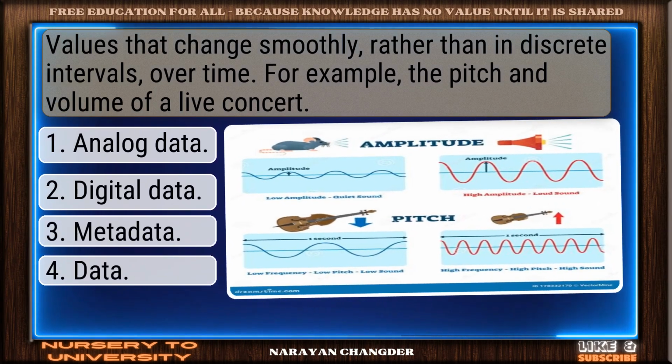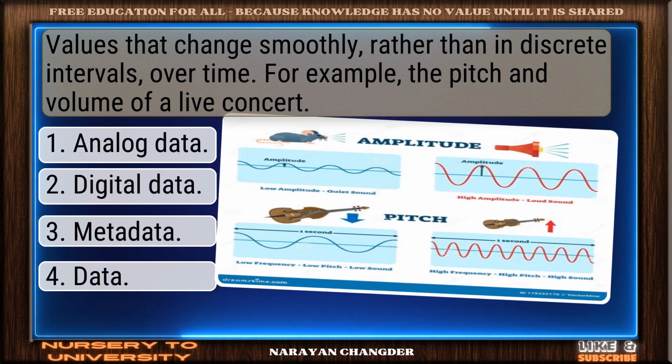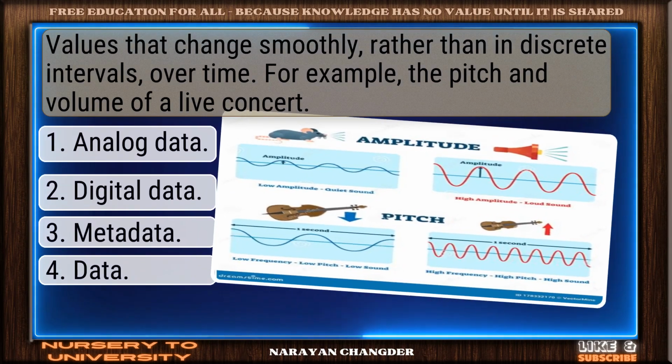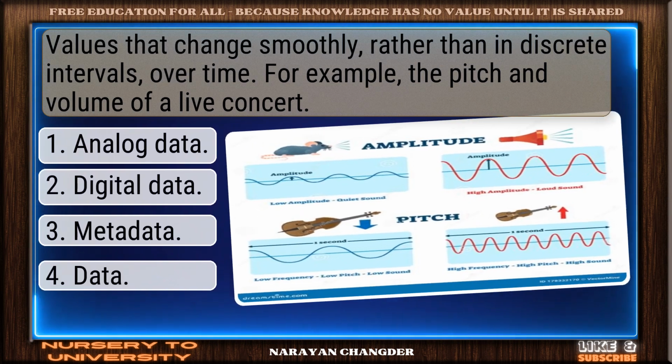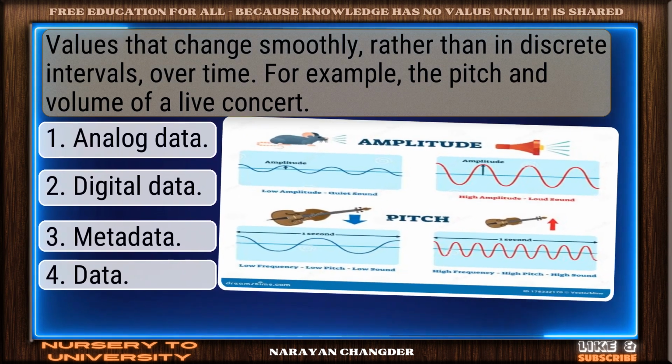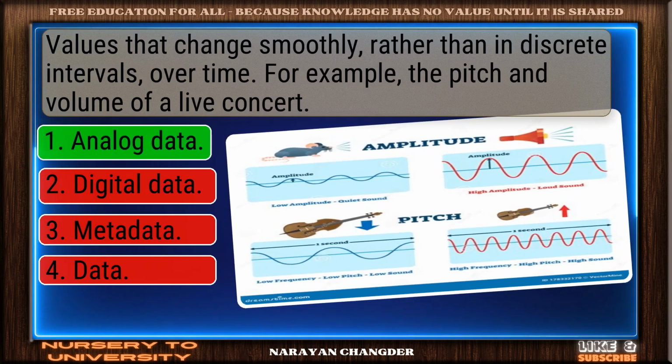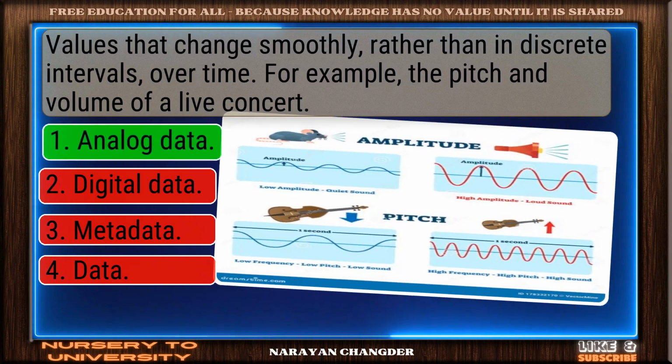Question number 12. Values that change smoothly, rather than in discrete intervals, over time. For example, the pitch and volume of a live concert. Bravo! Analog data is the answer.